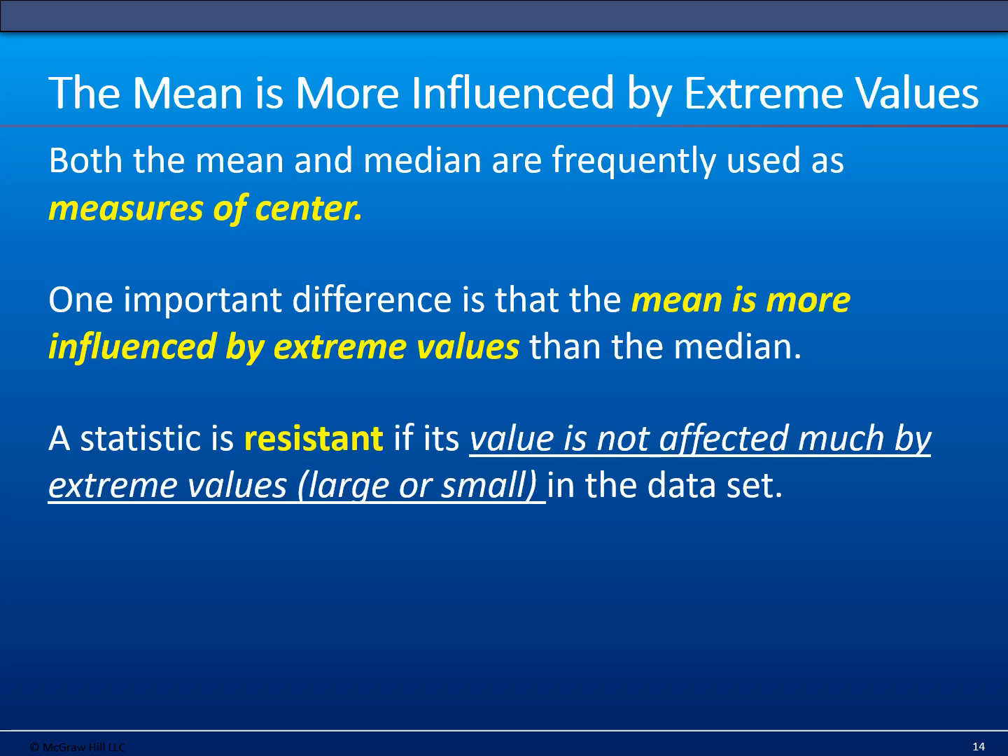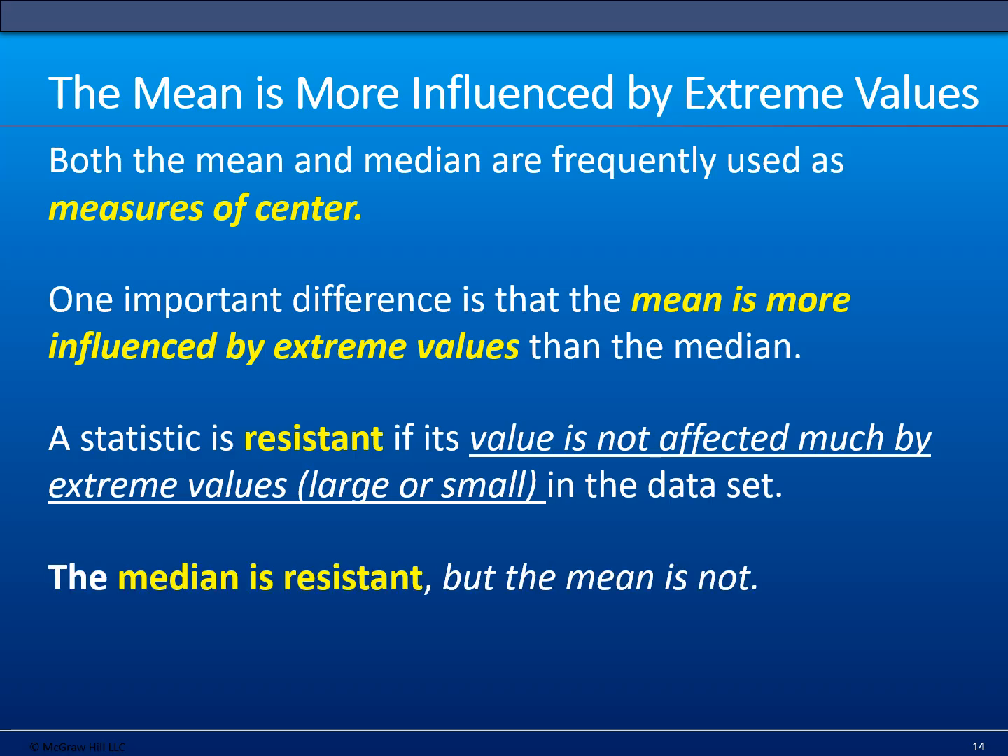We say a statistic is resistant if its value is not affected much by extreme values, by outliers, as we sometimes call them, large or small. These are just data points that fall outside the majority of where the data is. And so we say a statistic is resistant if that statistic, in this case the median, is not affected as much by extreme values, large or small. The median is resistant, but the mean is not.